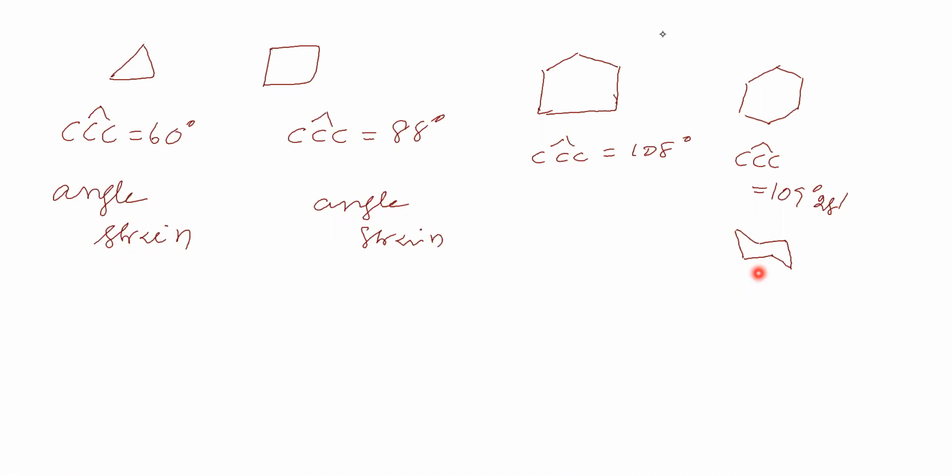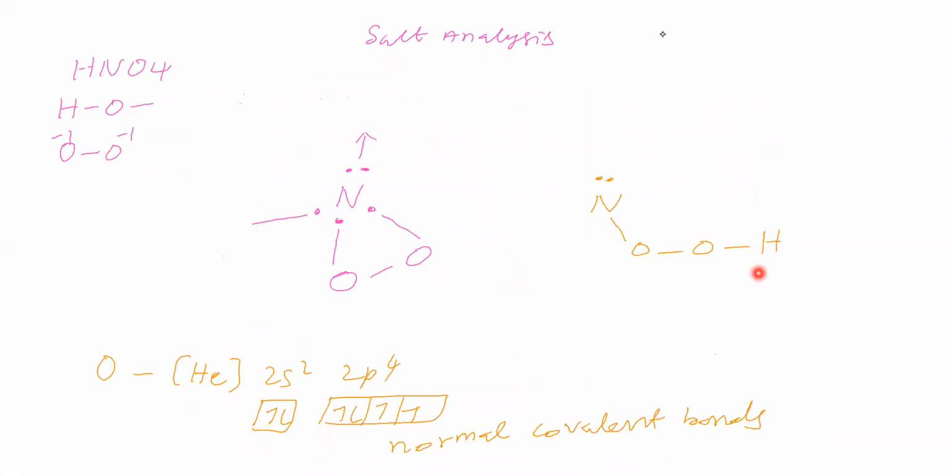Now we will go to HNO4. In HNO4, a peroxy linkage is present. Peroxy linkage means an O single bond O is present. Experimentally the peroxy linkage is possible like this, but not like this. What is the reason? The peroxy linkage is this one, but not this one. So we can remove this structure.